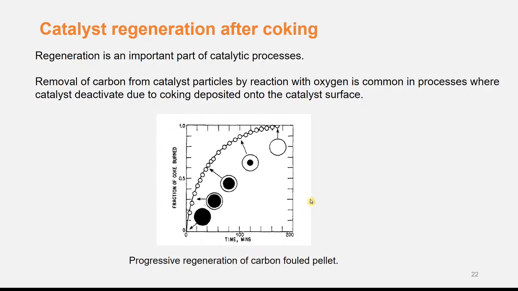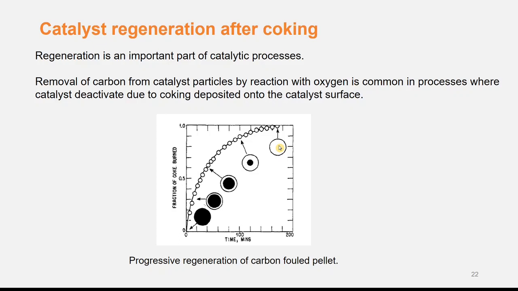This figure shows how a completely coked catalyst pellet is regenerated over time. In this process, catalyst pellets go from being completely coked to fully regenerated as the outer layers of carbon are reacted away, leaving smaller and smaller cores of coked catalyst until it is eventually all removed.